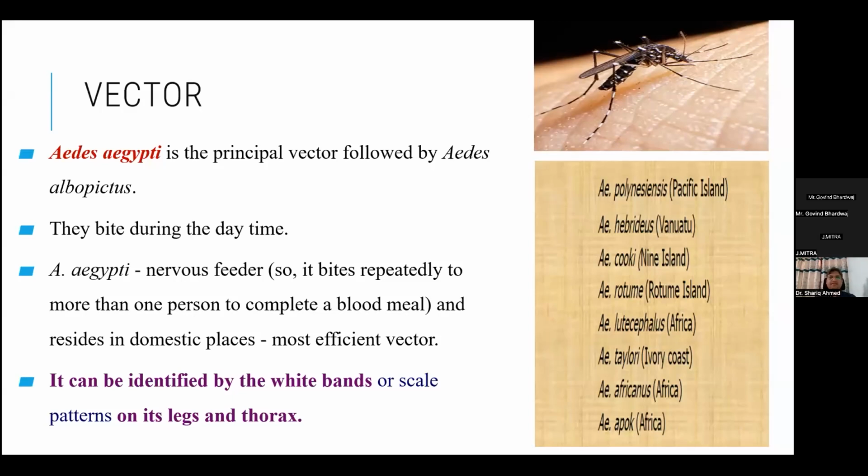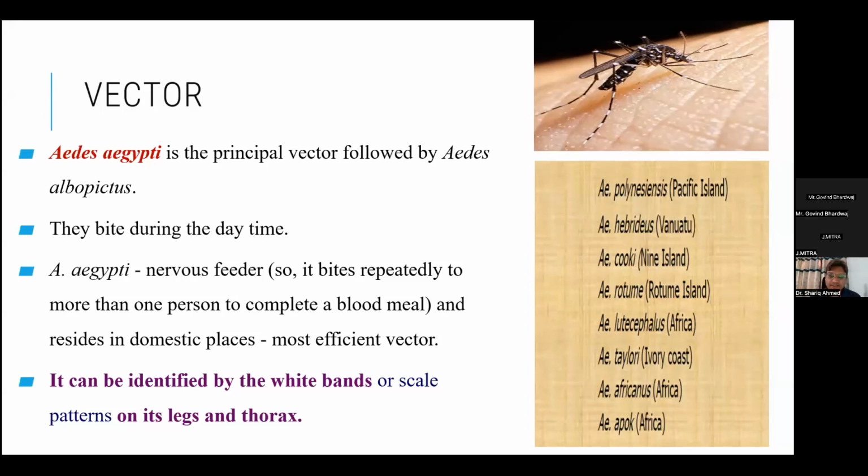the secondary vector. There are numerous other species like Polynesiensis, Herbidius, Cookie, Scutellaris, etc. that occur in different regions of the world. These Aedes mosquitoes bite during the daytime, and Aedes aegypti is known as a nervous feeder. It does not take a full blood meal in a single bite. It bites multiple times and therefore is the most efficient vector for the transmission of dengue virus.